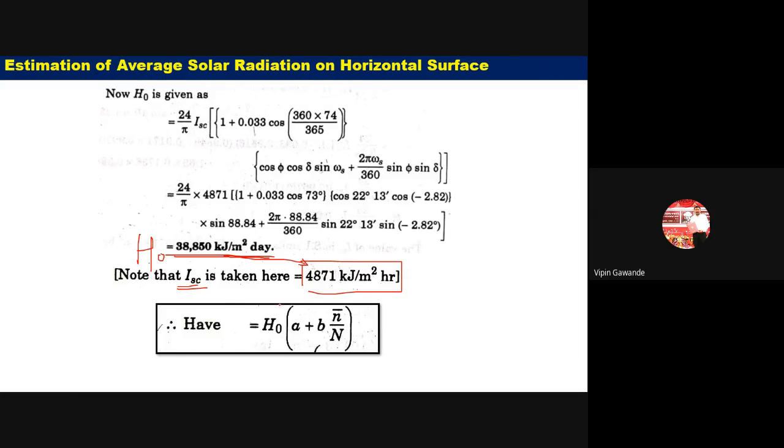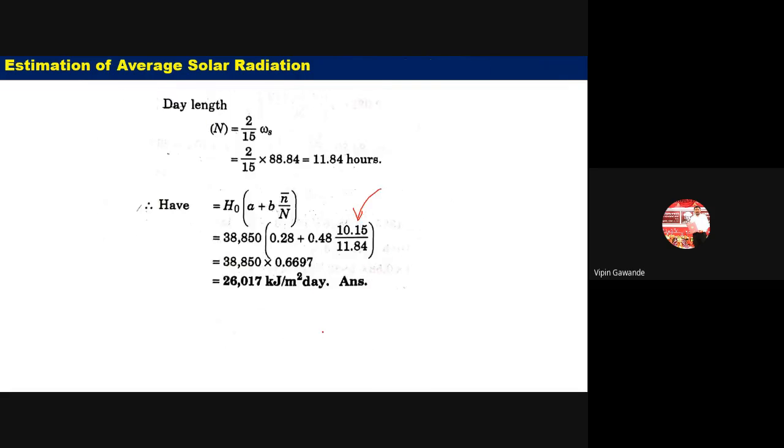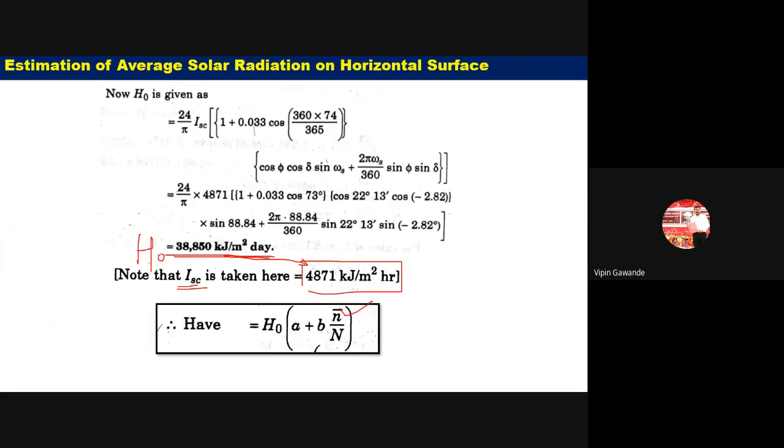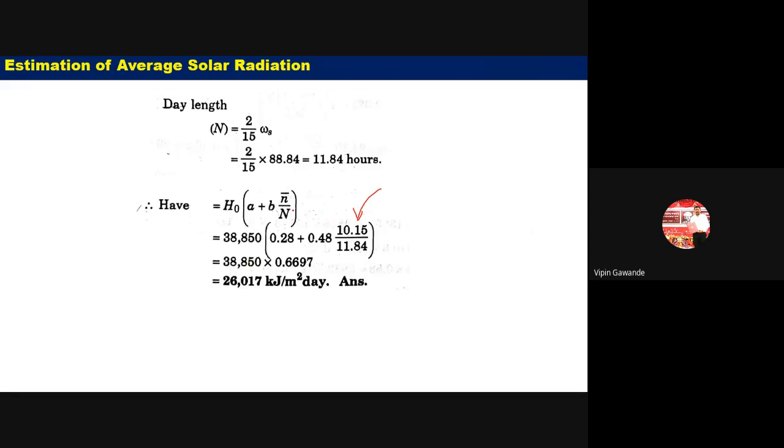And you multiply this value by a plus b times n by N. Here I have told you the n bar value is given as 10.15. N is not given, so we have calculated it using the formula 2/15 ωs, and we will get 18.84. Putting all these values here, we will get the final value as 26017 kilojoule per meter square per day. So this is the final answer.